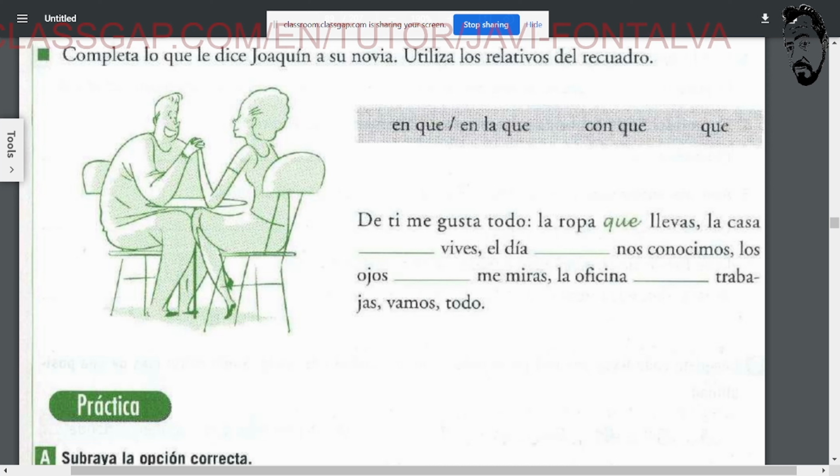So anyway, here we have to choose one connector. We have two possibilities. In the first one: la profesora con la que hablé me dijo que el examen era mañana. The teacher with whom I spoke told me that the exam would be tomorrow. Número dos: dame una camisa.